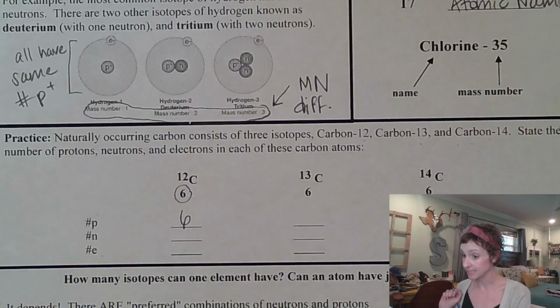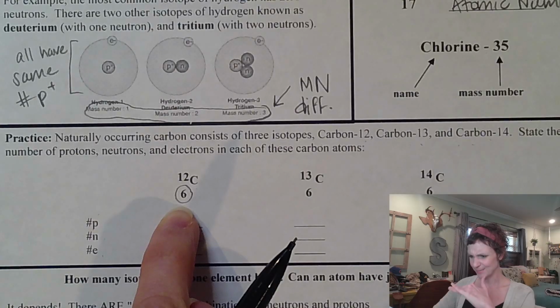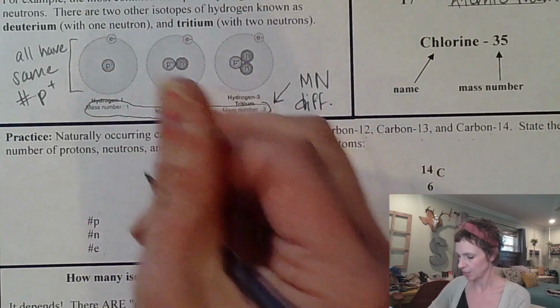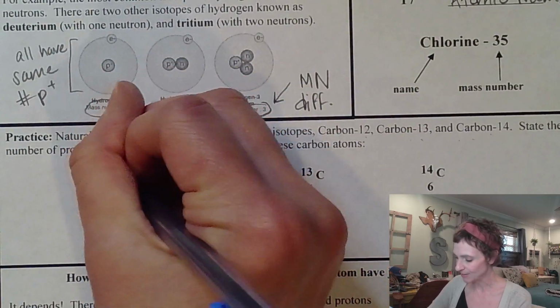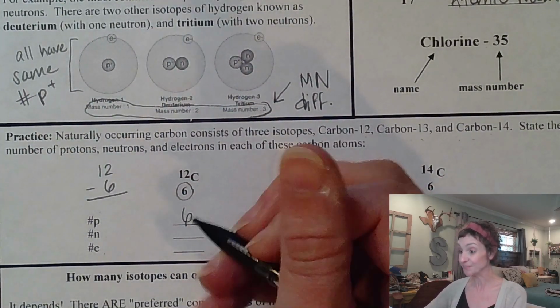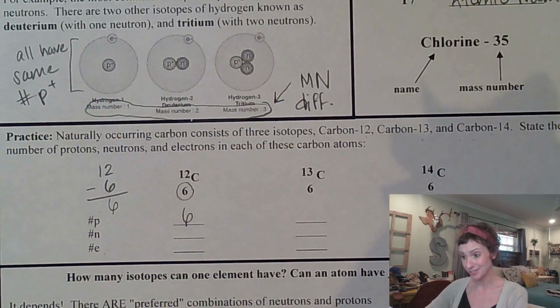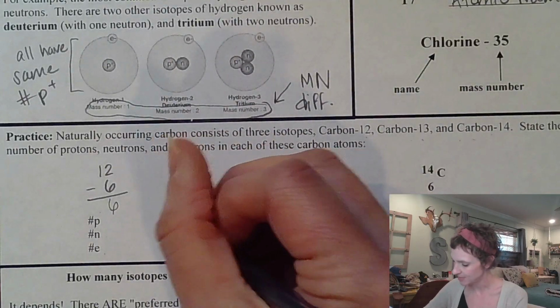Anyways, that's the number of protons. To solve for neutrons, I like to think of this as a little setup for a subtraction problem, like if you're in kindergarten, or maybe elementary school, where you would go 12 minus 6, right? And the difference of 12 minus 6 is 6. So that's how you get your neutrons. You just subtract those 2 numbers.